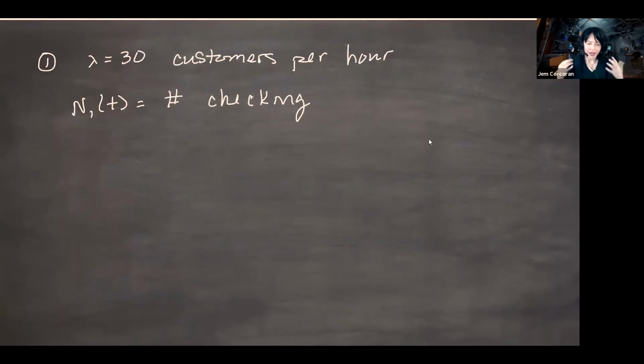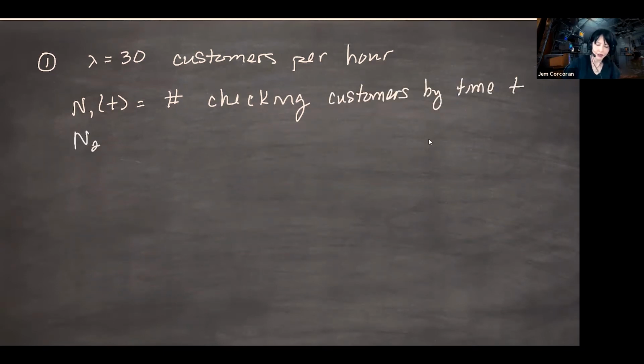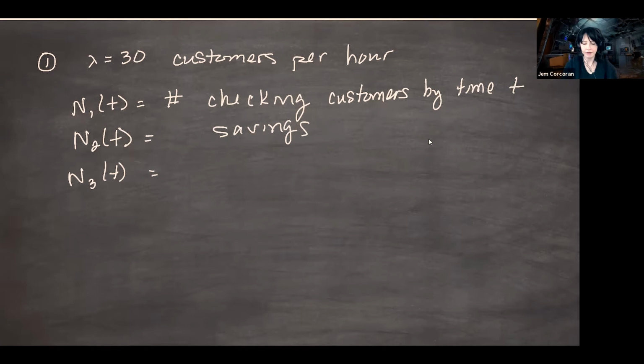Okay, so if you let N1 of T be the number of checking transactions, so the number of checking customers by time T, and then N2, same thing for savings, and N3 of T is mortgage transactions. And in problem 1C, we want the expected number of savings account transactions to happen before the first checking account transaction.